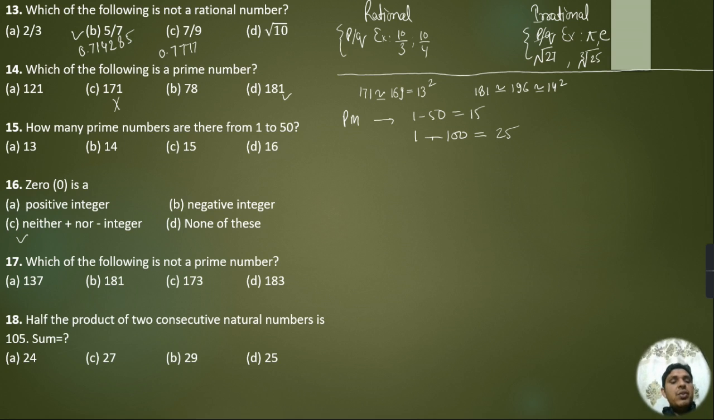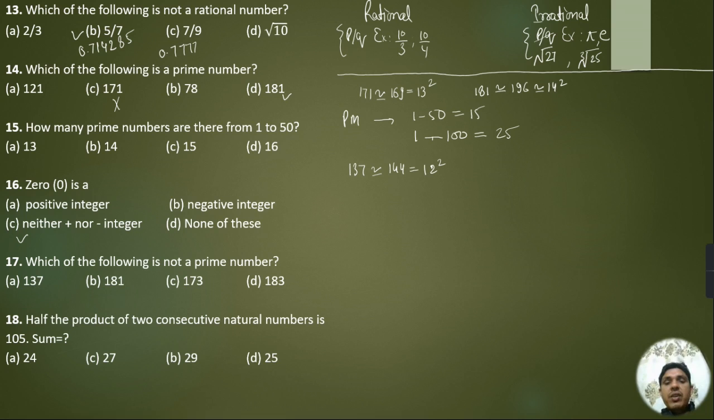Question number 17, which of the following is not a prime number? Again, for this we can check 137. The nearest square is 144, the square of 12. If we check for the prime numbers, 3 no, 5 no, 7 no, 9 no, 11 no. That means this is a prime number, but here we have to find which is not a prime number.